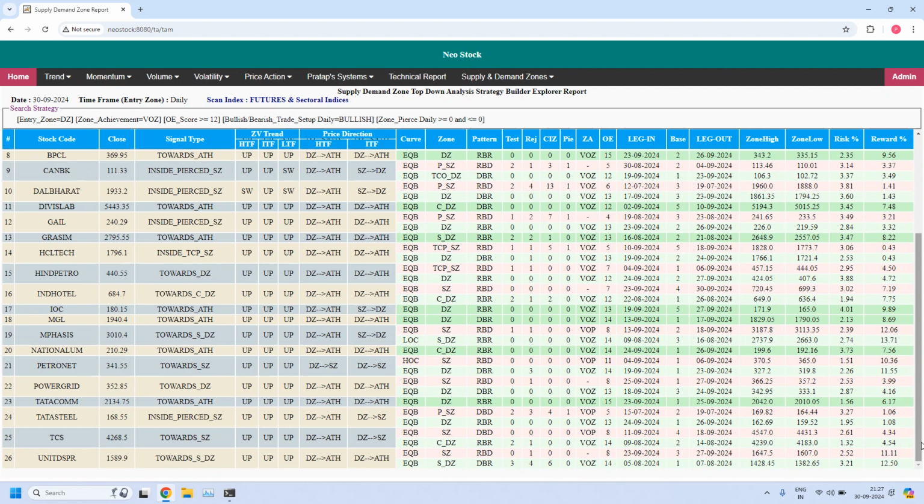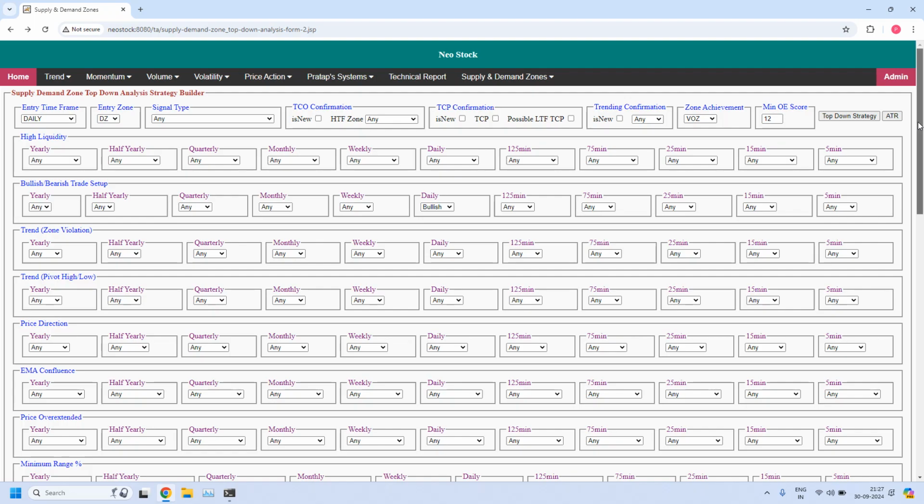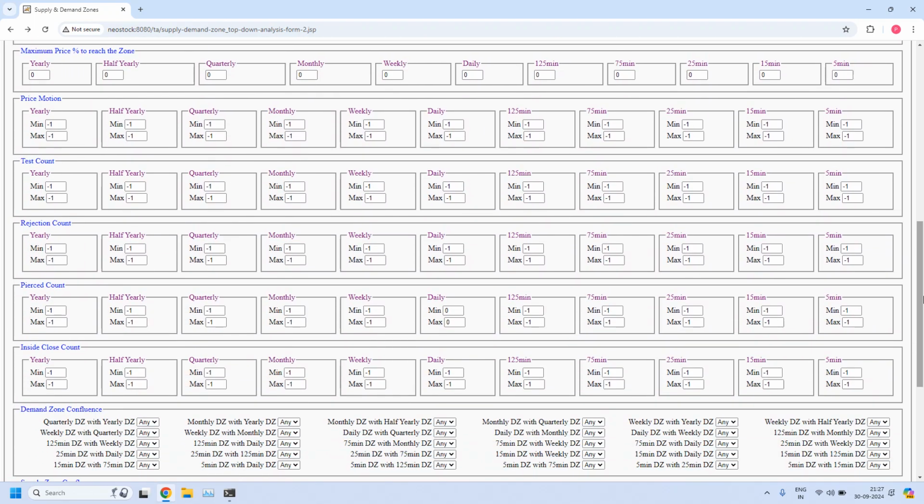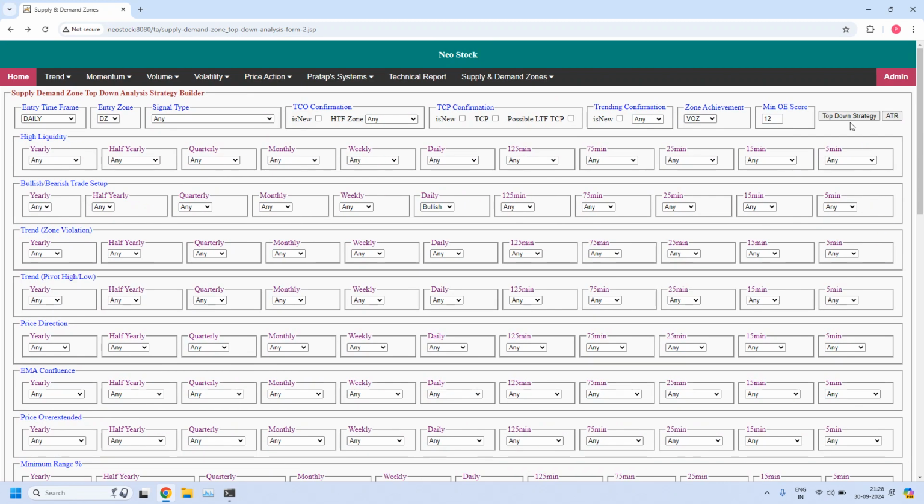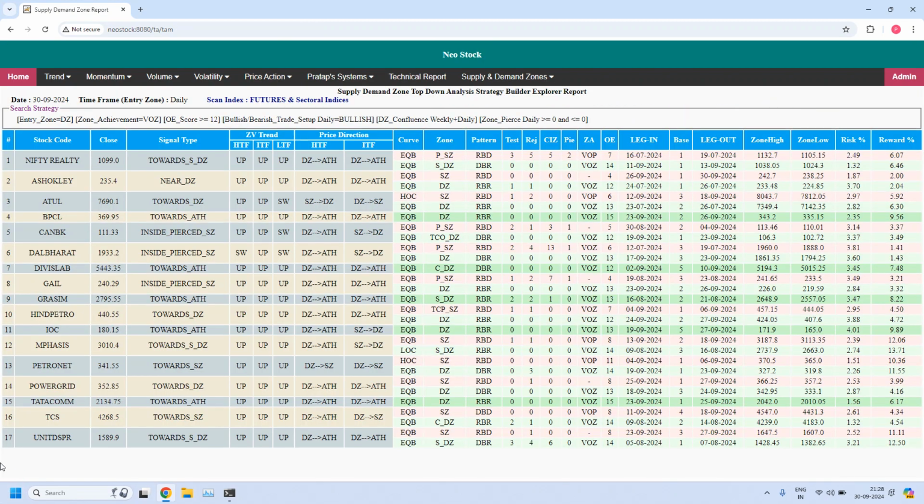Okay, to improve the probability of these zones, let us identify the daily demand zones having confluence with ITF zones, that is weekly zones. So that means daily demand zone and weekly demand zone confluence. That means daily demand zone should be part of the weekly demand zone. So in the demand zone confluence, I am adding the filter daily demand zone with weekly demand zone. I enabled the filter. Now it's verified. Now the list has come down to 17 stocks. All these 17 stocks, these demand zones are part of the weekly demand zone.